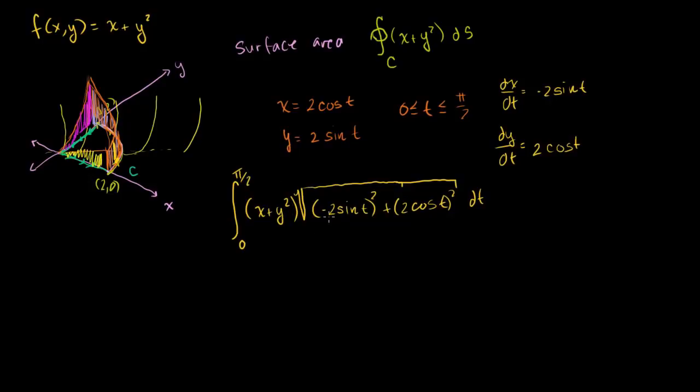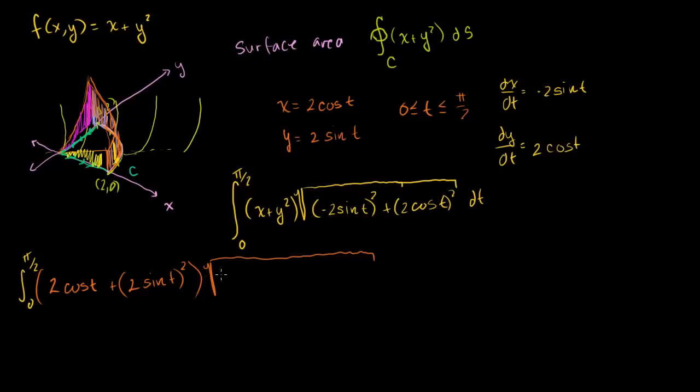And so how can we simplify this? Well, this is going to be equal to the integral from 0 to pi over 2 of x plus y squared. And actually, let me write everything in terms of t. So x is equal to 2 cosine of t. So it's 2 cosine of t plus y, which is 2 sine of t, plus 2 sine of t. And we're going to square everything, and then all of that times this crazy radical. Right now it looks like a hard antiderivative or integral to solve, but I think we'll find out it's not too bad.